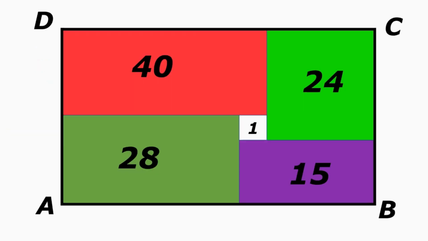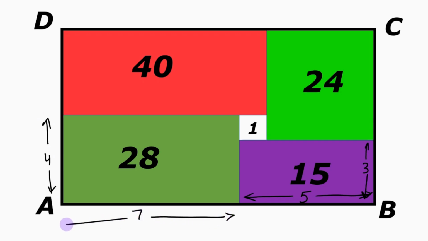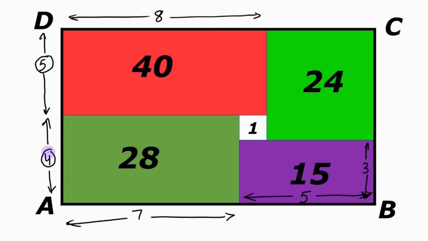So then putting these values over here, we get that this value is equal to 5. Then obviously this value will be equal to 3, which will imply that this value is equal to 4, and this value will be equal to 7, which will imply that this length is equal to 8 and this length is equal to 5. So now one thing is clear, that the width of this rectangle is equal to 9.